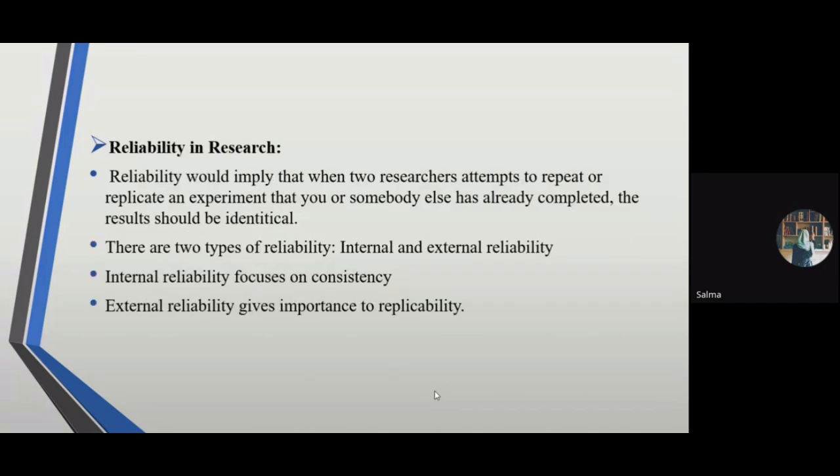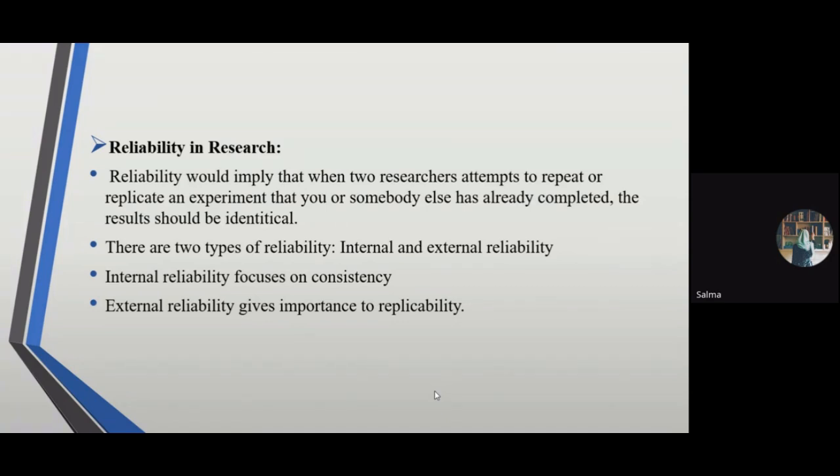And now we talk about reliability. I think even in 2024 we got one question on reliability in research. Reliability would imply that when two researchers attempt to repeat or replicate, you can always connect this term with self-plagiarism or plagiarism. When two researchers are doing the same research in the same field with the same novels and the same ideas, that is called reliability in research.